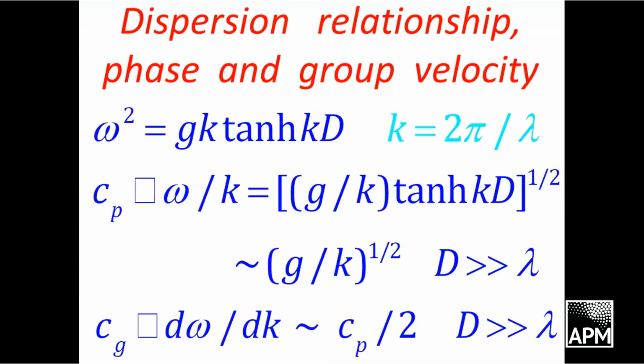Waves have a dispersion relationship that links the frequency omega with the wave number k, which is inversely proportional to the wavelength. The phase velocity, which is the speed of any of the phases, like the top of the wave, is given by omega over k, and you see the formula there. And when the depth of the ocean D is very much larger than the wavelength, you get this expression, (g over k) to the half.